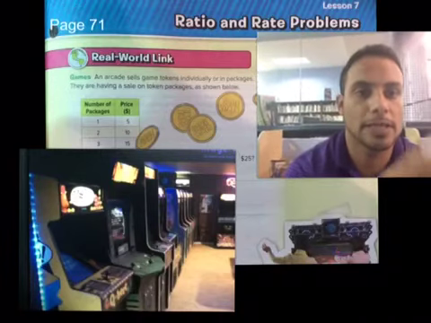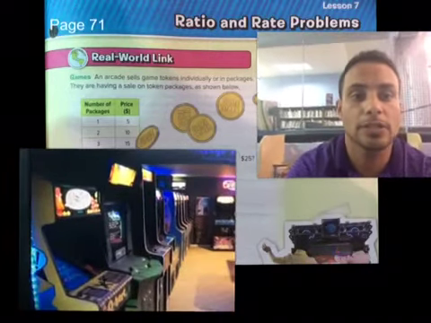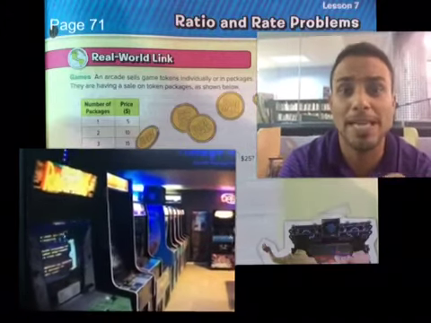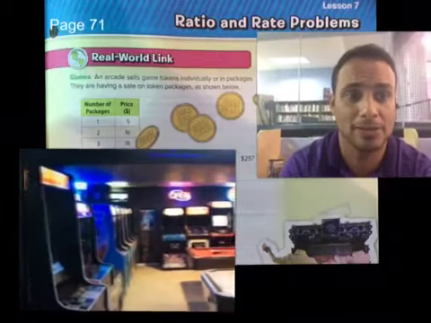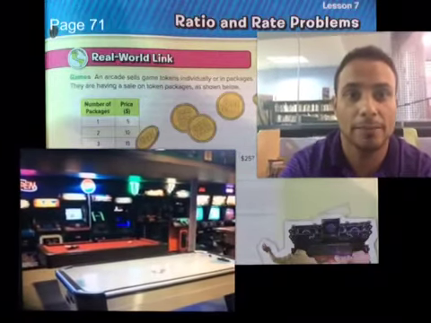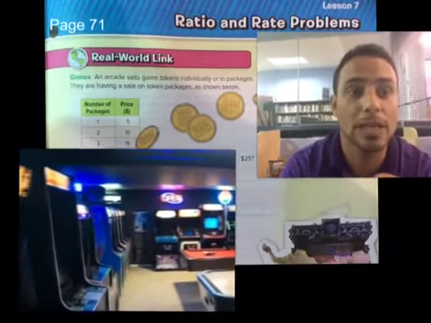For the first example, we're going to talk about an arcade. If you don't know what an arcade is, it looks like this in this video right here. This is actually somebody's basement arcade. They turned the bottom of their house into an arcade. How cool is that? Reading at the top, an arcade sells game tokens individually or in packages.